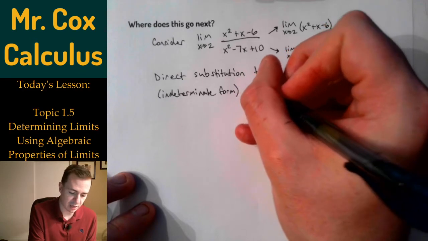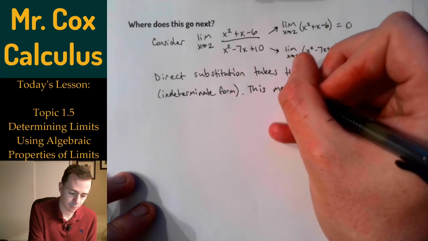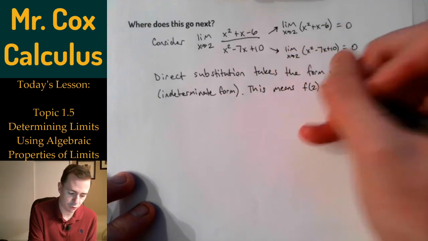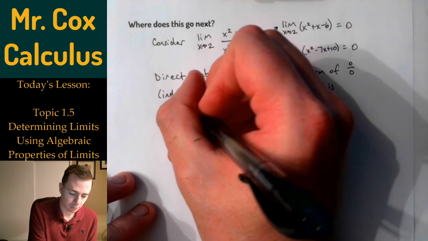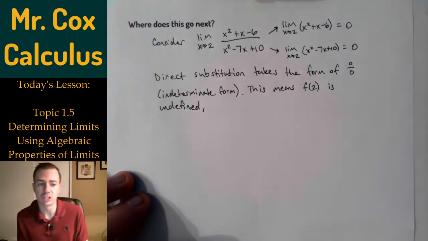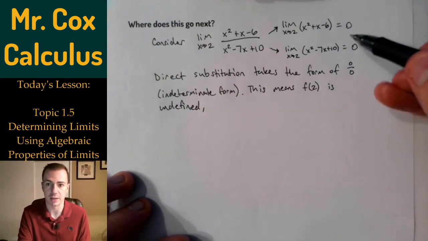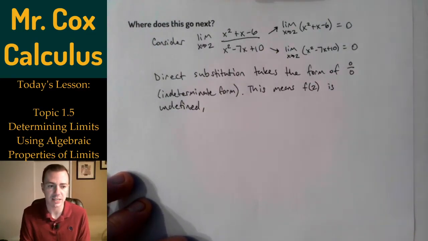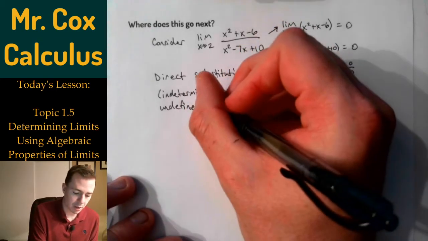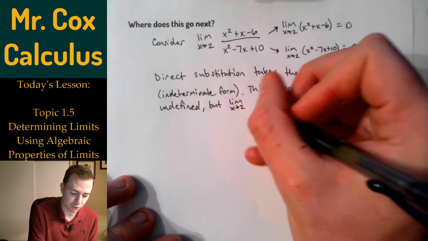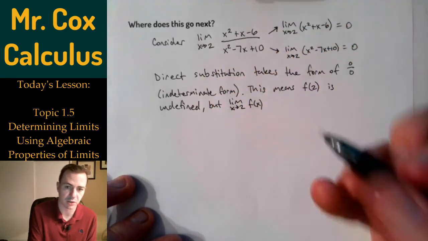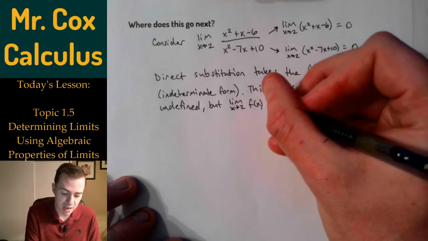So it does mean f of 2 is undefined. That's a true statement. I can't substitute 2 in. I basically tried here and got 0 over 0. But the limit as x approaches 2 of this particular function, which I'll call f of x here, does exist.